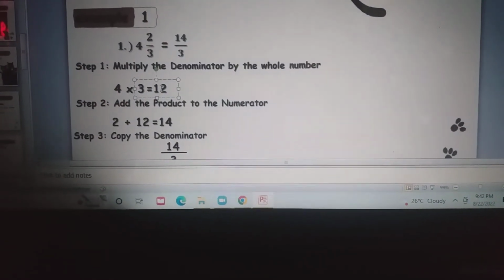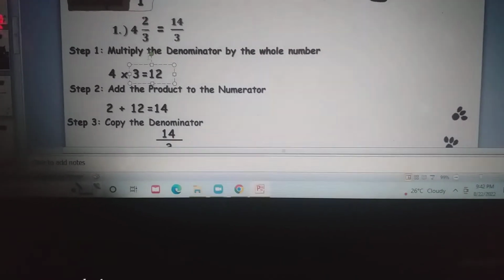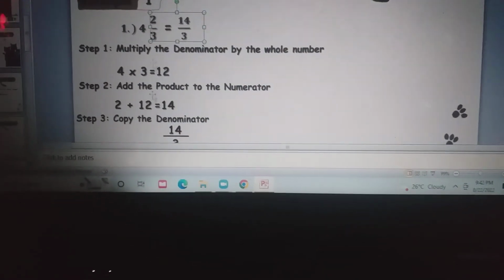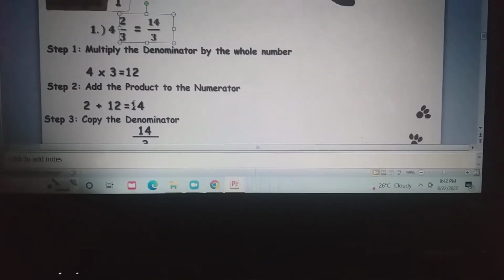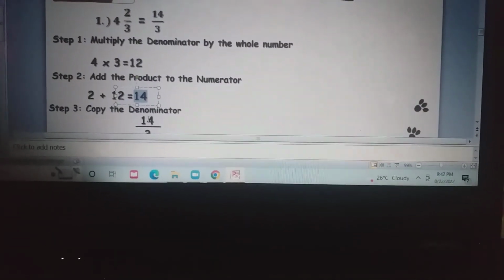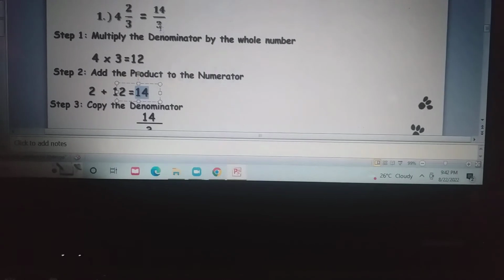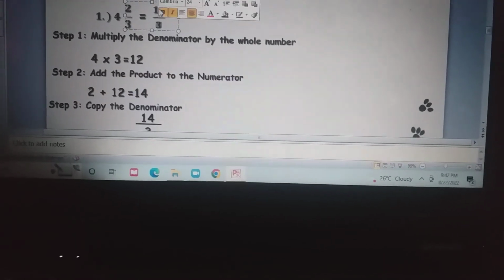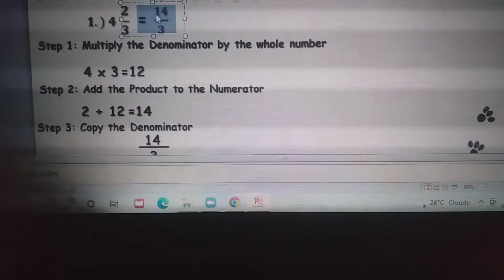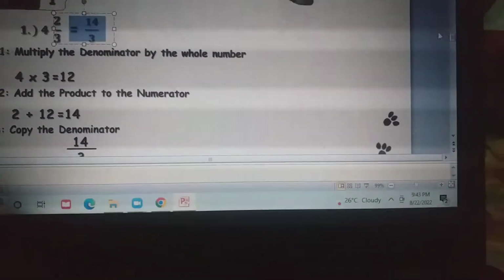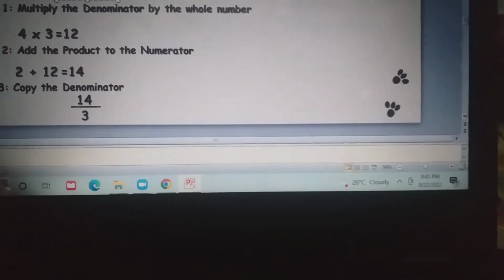Okay? Then, pagkatapos, i-add siya sa numerator na 2. Add the product to the numerator. So, 2 plus 12, magiging 14. Then, copy the same denominator, which is 3. So, this is now the final answer, 14 over 3. Okay? So, 14 over 3 is the final answer. Next.